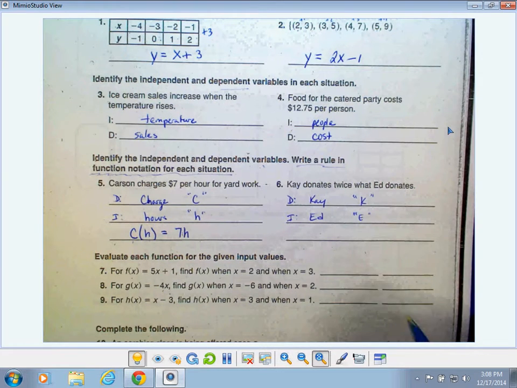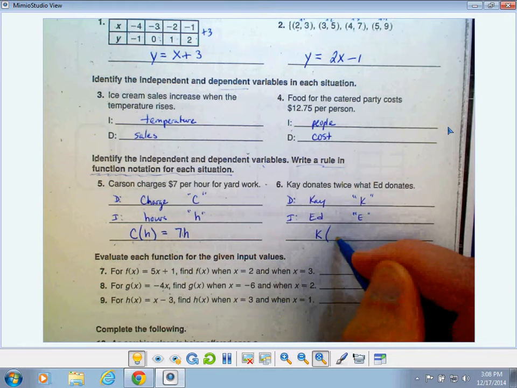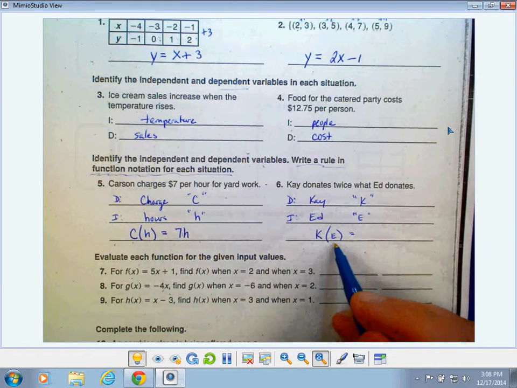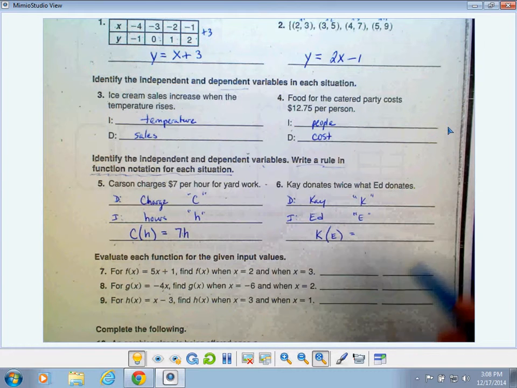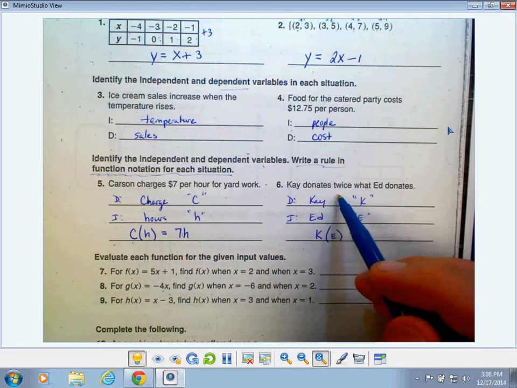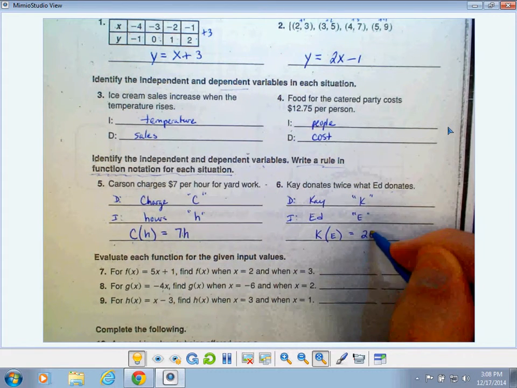So if we're going to write a function notation again, we write the dependent variable on the outside because it's a function of the independent variable E. And how do we get what the actual value is then? Well, what we would do is we would say it's twice Ed, so 2 times Ed's donation.